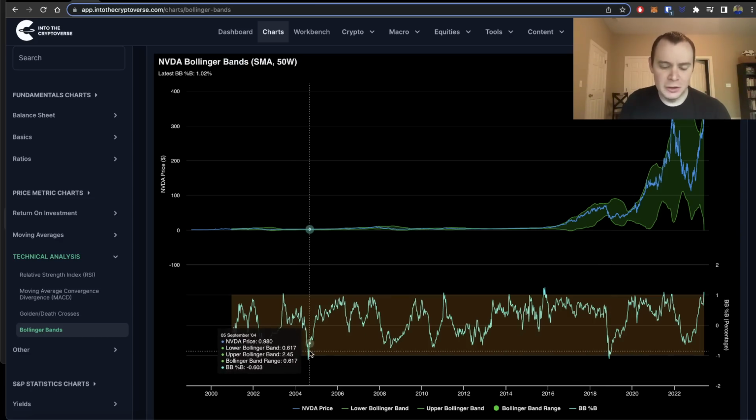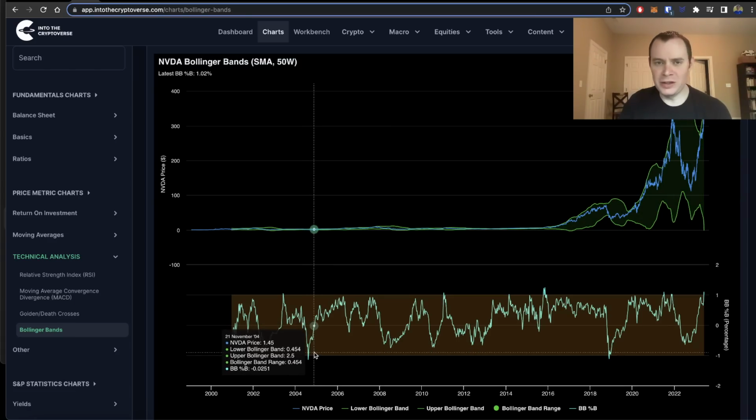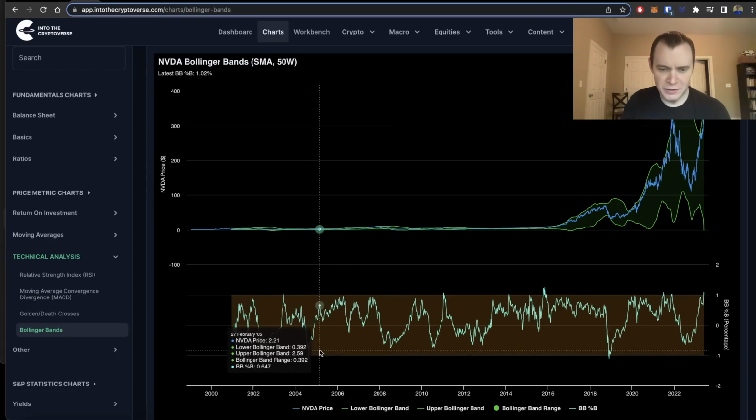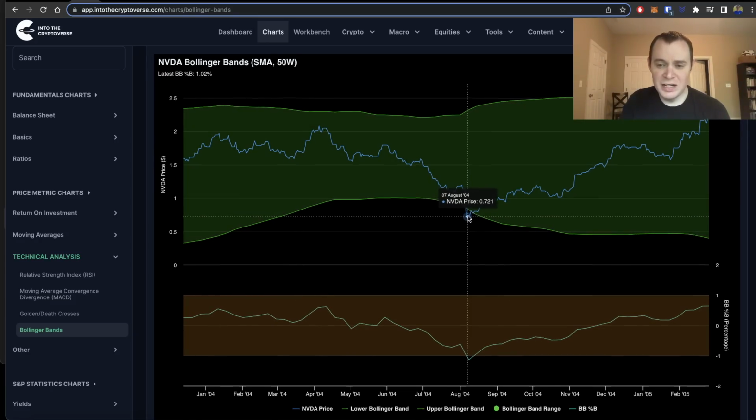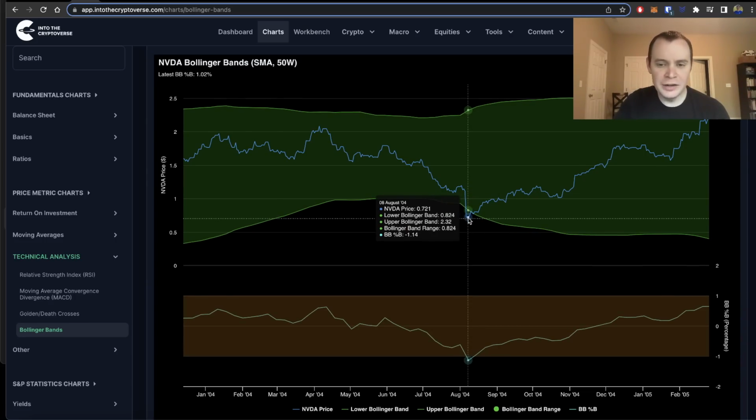If you were to go back and look at periods where the price was, say, 3 standard deviations below the 50-week moving average, like back over here in 2004, the price of Nvidia at the time was around 72 cents. Now, that might sting a little based on the current price today, but what it shows you is that it was relatively undervalued.